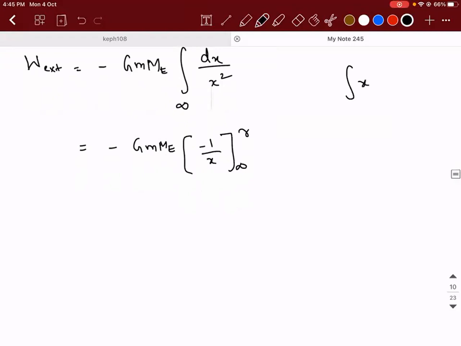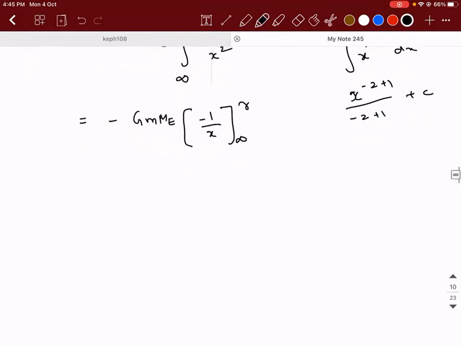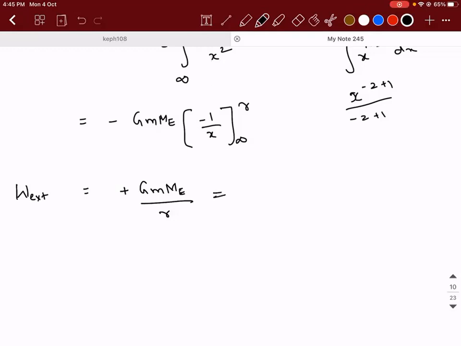If anybody has a doubt of why it is minus 1 by x, the integral of x power minus 2 dx is x power minus 2 plus 1 divided by minus 2 plus 1 plus c. Forget about this. So minus G small m into ME, the whole divided by r with a plus sign. So this is the external work done. This will be the negative of the gravitational work done.